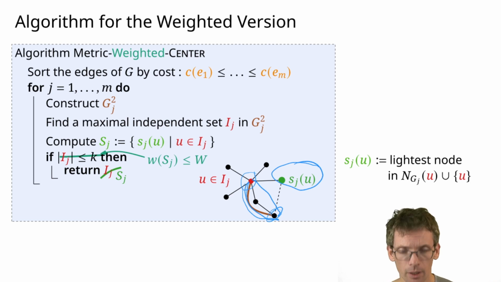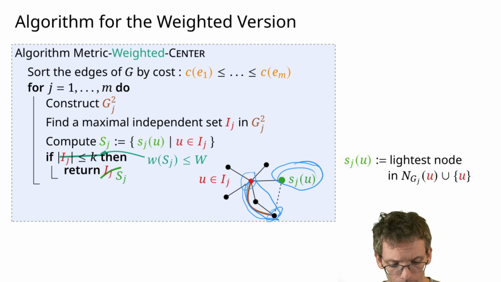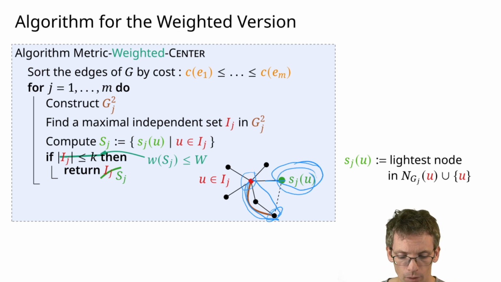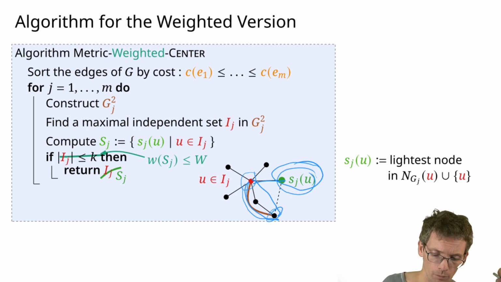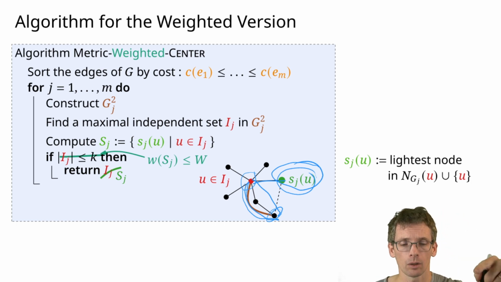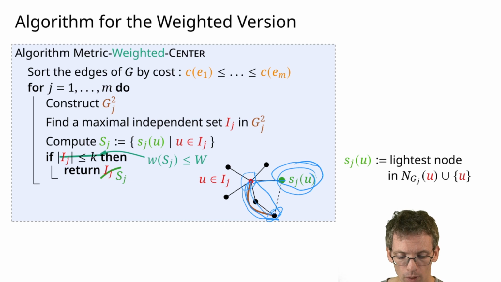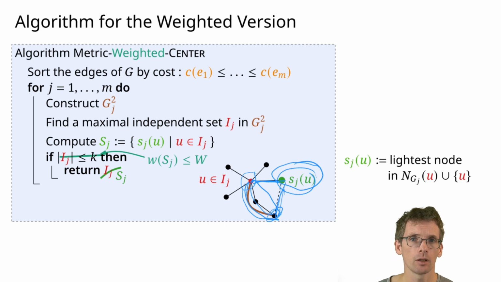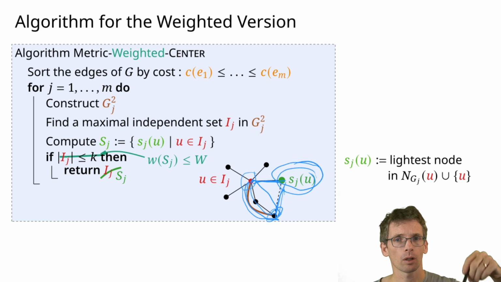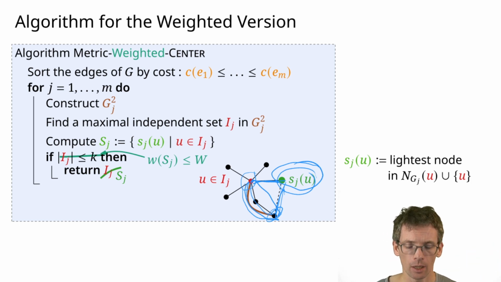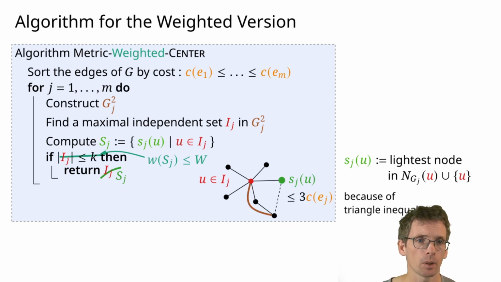Now, we cannot simply take U because the weight might be too large, but for Sj, we have that it has graph distance 1 to U. Therefore, every vertex has a graph distance of 3 to such an Sj, because it has graph distance 2 to a U, and then one step further to the lightest vertex in the neighborhood of that U. So here we have a graph distance of 3 in Gj, which corresponds to a cost of at most 3 times Cej in the original graph. This 3 times Cej we get because of the triangle inequality.